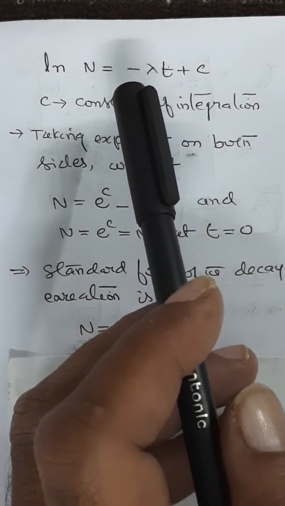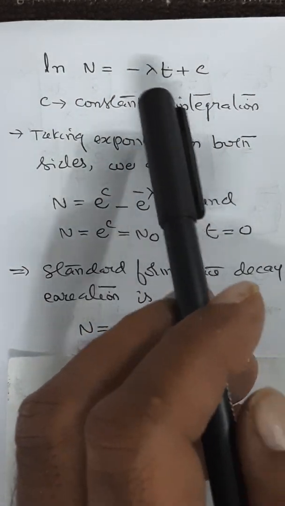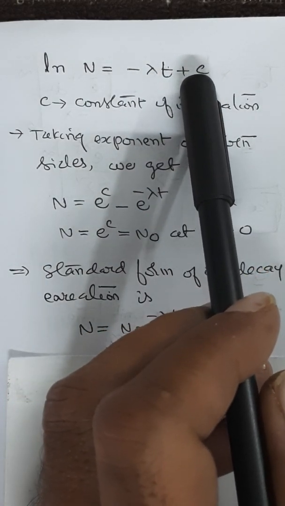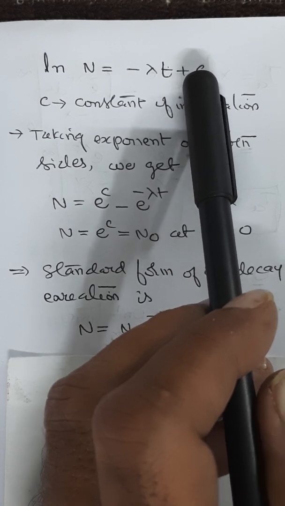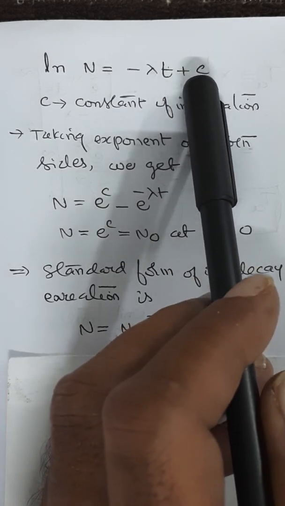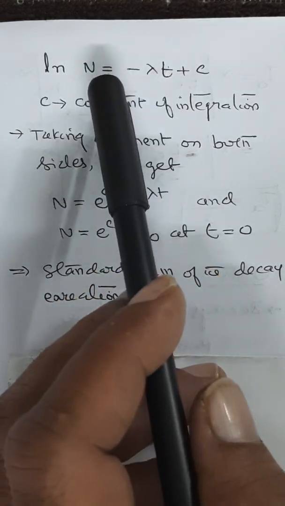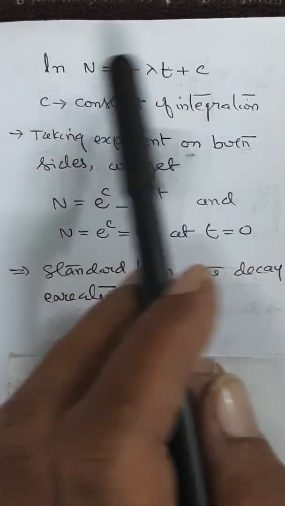By integrating, what we will get: log N equal to minus lambda t plus c. Here the equation shows a constant c. This is the constant of integration. To eliminate this, we need to take the exponent on both sides.